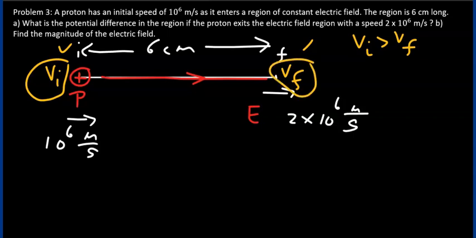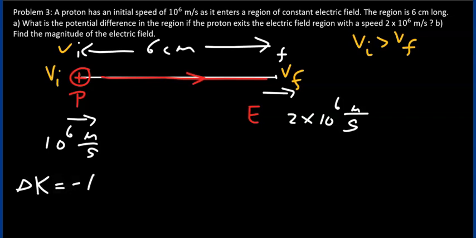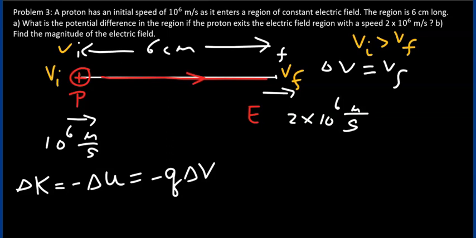Now, since the system is conservative, the change in kinetic energy of the system is minus the change in electric potential energy of the system. The change in the electric potential energy is quite simply the magnitude of the charge times the change in the electric potential. Now, the change in electric potential is given by the final potential minus the initial potential. So let's determine the change in kinetic energy, the final kinetic energy minus the initial kinetic energy.